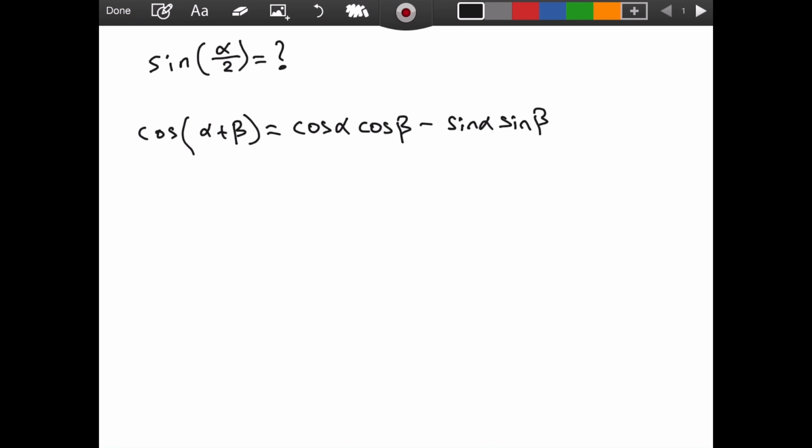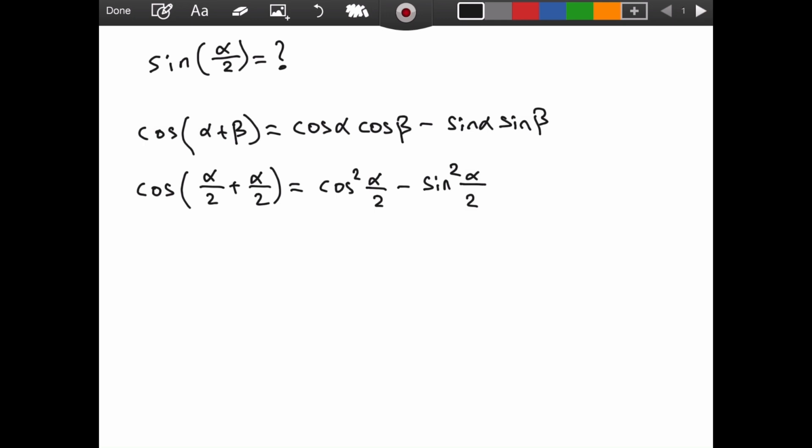So with this given, what I want to do is, for alpha and for beta, I will substitute alpha over 2. So for each angle, I substitute alpha over 2. And if I do that, I will have cosine of alpha over 2 plus alpha over 2 is equal to cosine of alpha over 2 times cosine of alpha over 2, which is just cosine squared of alpha over 2. Minus, we have sine of alpha over 2 times sine of alpha over 2, which will just give us sine squared of alpha over 2.